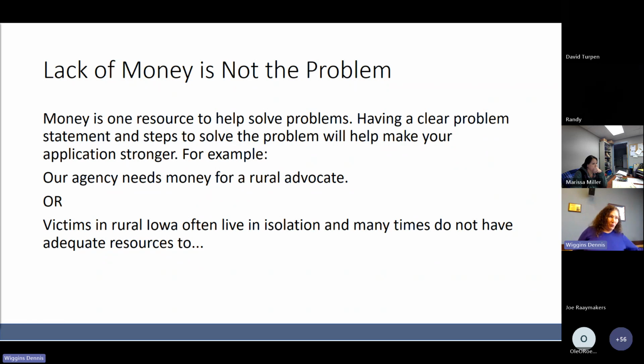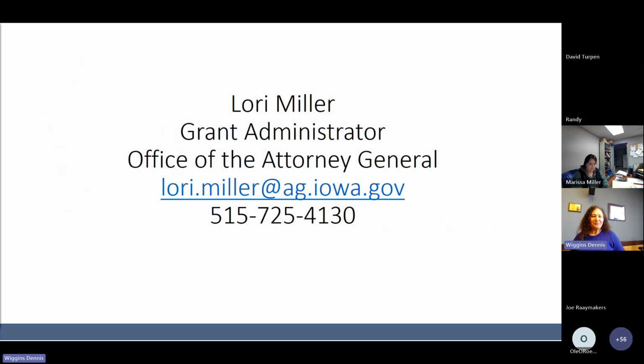The money is the resource. And money isn't always the only resource. You need training, you need technical assistance, you need partnerships, you need collaboration. Money is just one resource to help you take care of the problem. So I see that a lot, people say the problem is we have no money. Like, nope, it's not the problem.